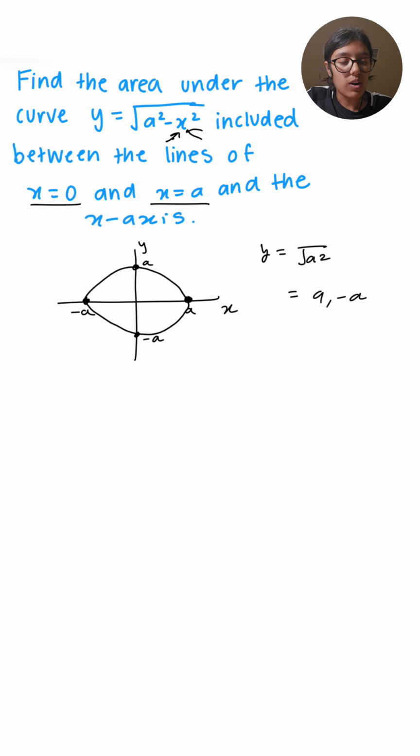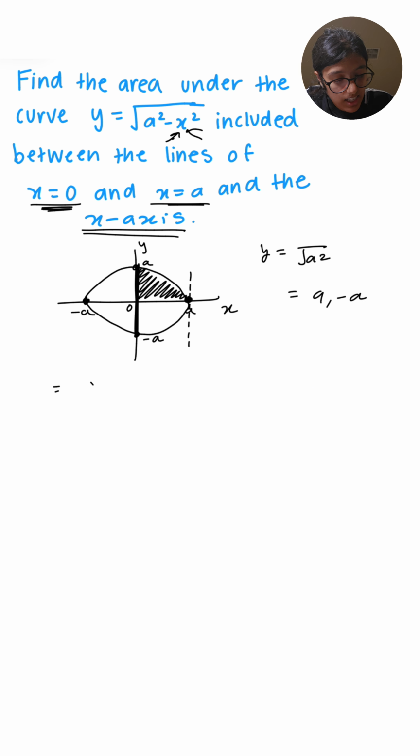Now we have to figure out what area we are finding. It says we are finding the area bounded between x equals 0 and x equals a. I know x equals 0 is here, and x equals a is over here. And it says between these two lines and the x-axis, so that is going to be this part right over here, just the thing in the top right corner. We have already found our bounds.